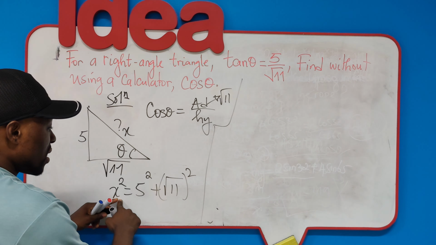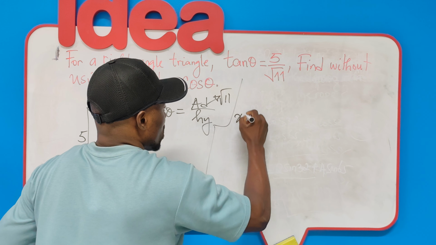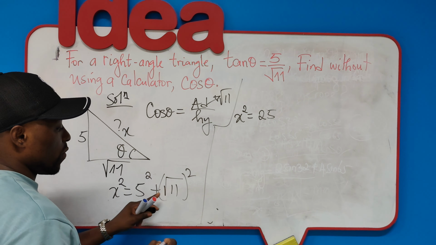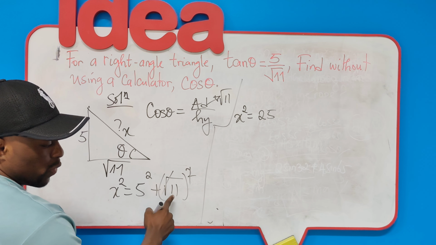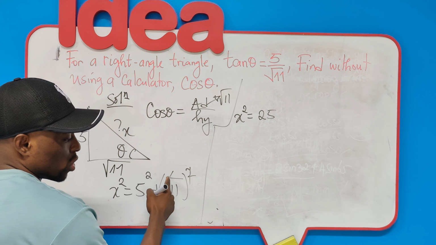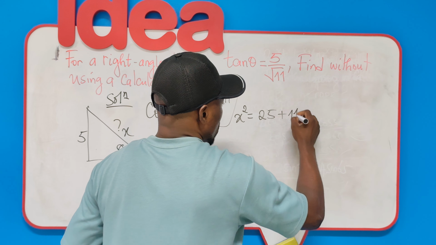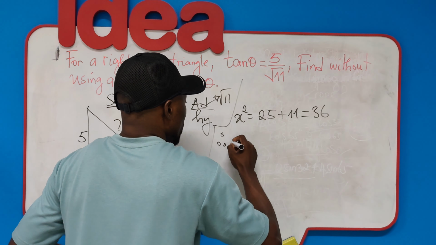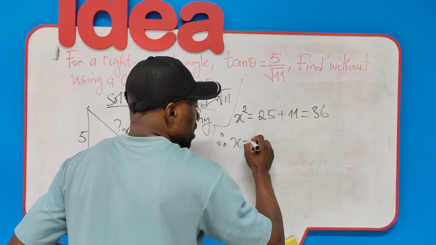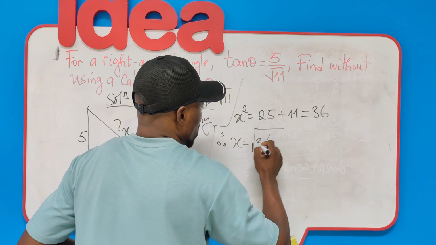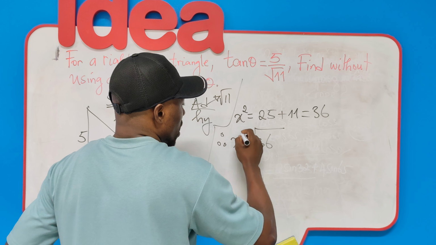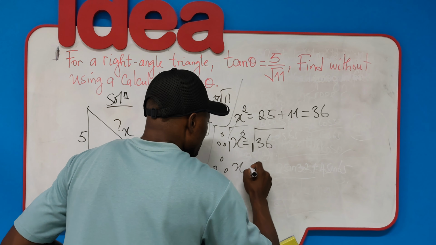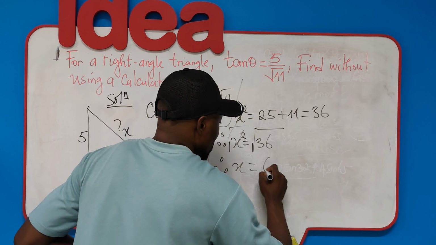Now, this means that to make x the subject, let's start by isolating x squared, which will be equal to, this will be 25, because 5 squared is 25, and then this cancels this. Be careful, guys. The square cancels the square root operation, so we are left with just 11, and the right hand side is going to sum up to 36. Therefore, the hypotenuse is equal to the square root of 36, because at this level, to take care of the square sign, you would take the square root on both sides as such. Therefore, x equals 6. All right.